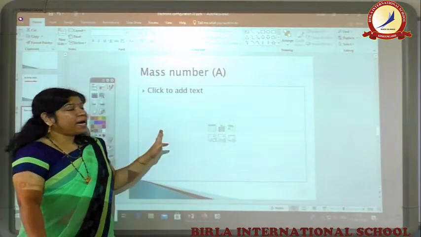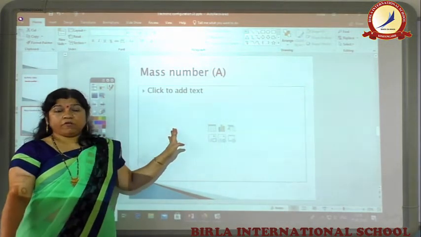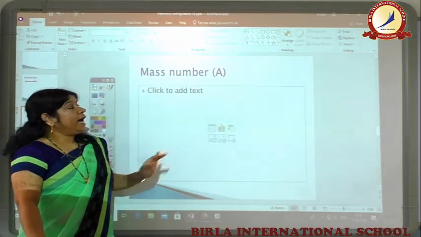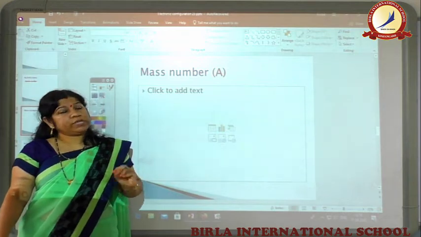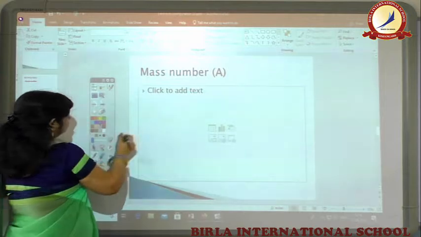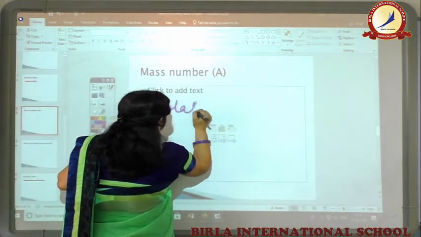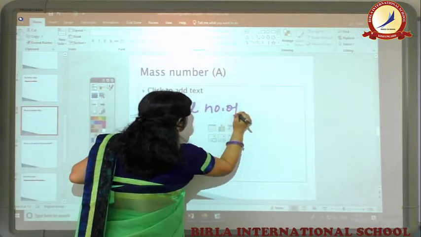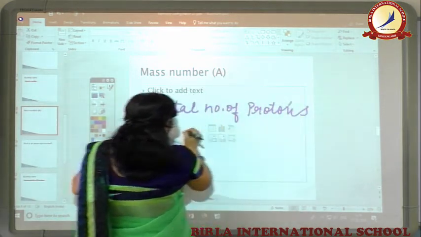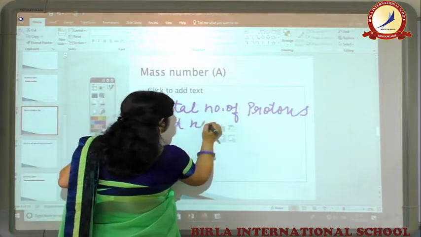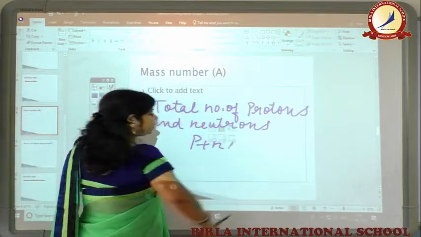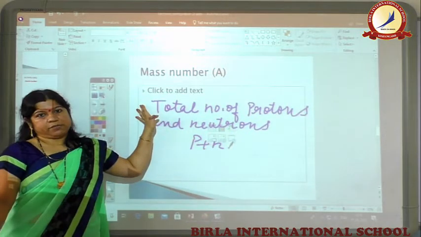Now let's talk about the mass number. The mass number of an atom is represented by the letter A, capital A, and it is the total number of protons and the neutrons which are present in the atom. So, proton number plus neutron number gives the mass.